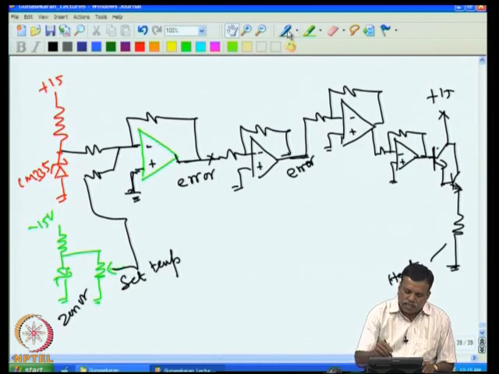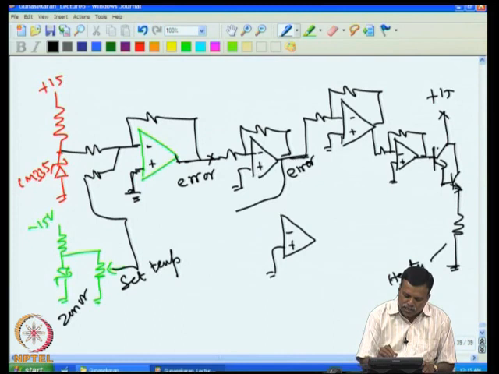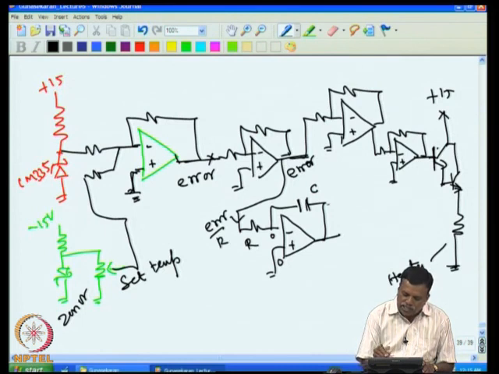Now we see what happens if I add this integral stage. So I put the integral stage here. Now if there is an output error voltage here, that will be adding up slowly. A capacitor is here and the resistance is here. This point is 0, so there will be a current through this, and the current will be the error voltage divided by R. The same current goes here and charges up the capacitor.